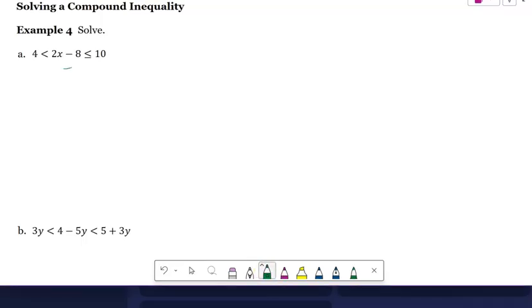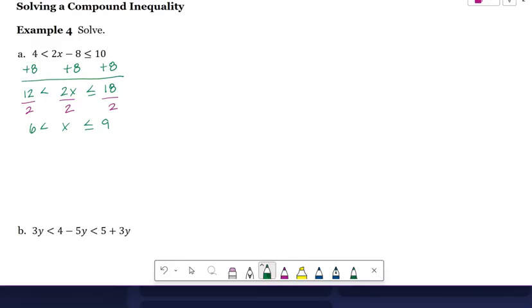So I'm going to add 8 in the middle. I have to add it on the right, and I also have to add it on the left. So we'll get 12 here, less than 2x, less than or equal to 18. Now I'm going to divide everything by 2. Again, I have to do this to all three spaces. So I'm getting 6 less than x less than or equal to 9.